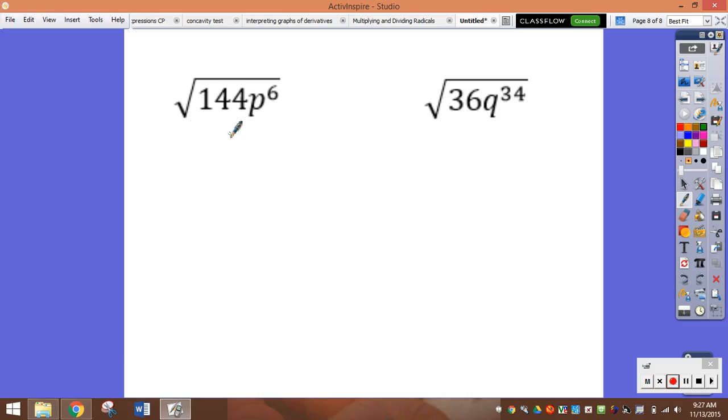So the square root of 144 is 12. And then 6 divided by 2 is 3, so that becomes p cubed. The square root of 36 is 6. 34 divided by 2 is 17, so that would become q to the 17th.